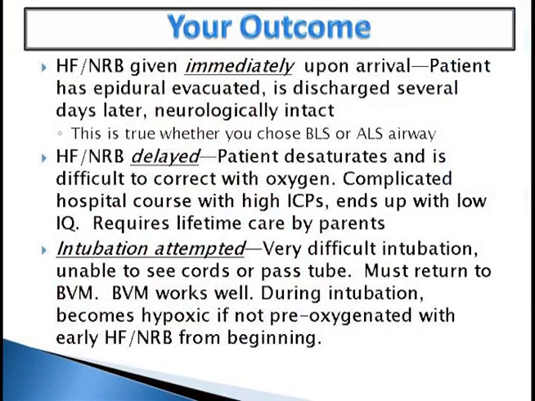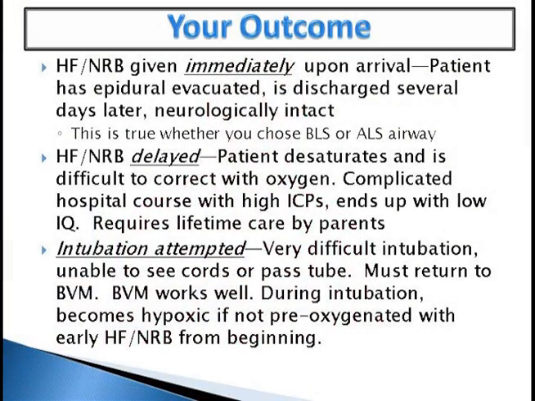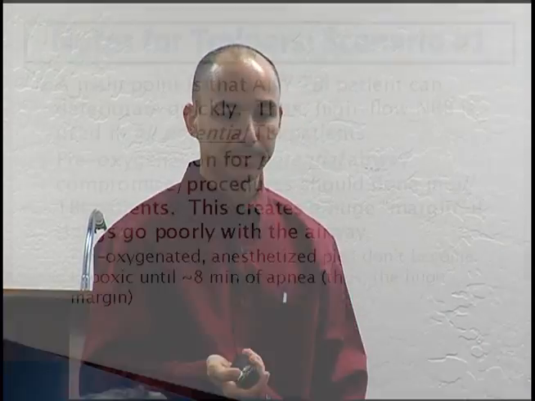This next one's really important. So the first two were BLS, were non-rebreathers. The second one, intubation attempted, very difficult, unable to see cords or pass the tube. You know, in a majority of these episodes of pre-hospital intubation, whether you document it or not, or whether you realize it or not, a large proportion of these patients desaturate during the event. So it's very, very common. During intubation, the patient becomes hypoxic if not preoxygenated with early high-flow non-rebreather from the beginning. So really what we're talking about is prophylaxing people at the very beginning in anticipation that you might need to place an advanced airway.